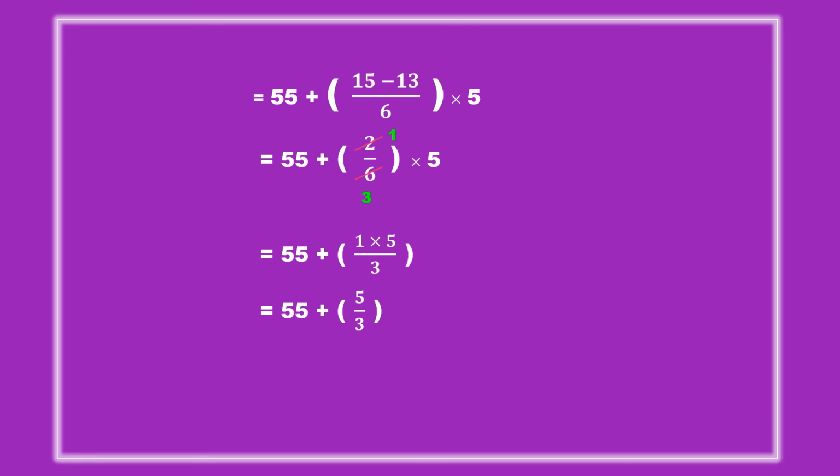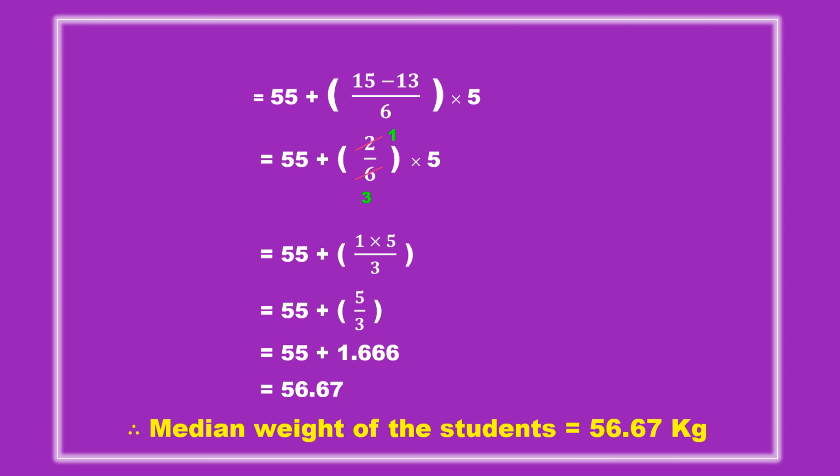Divide this. It is an improper fraction, so you will get a value greater than 1. It is 1.666. Now add these two. You will get 56.67. I am taking the approximate value 7 instead of 666. So the median weight of the students is 56.67 kgs. As it is weight, its unit is kg.